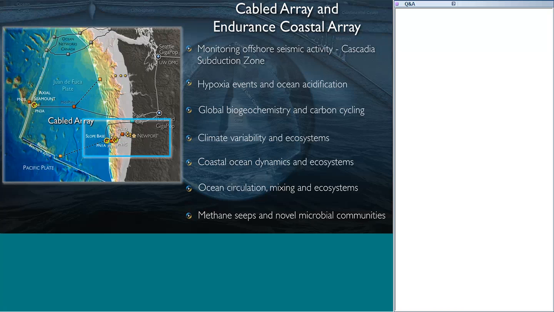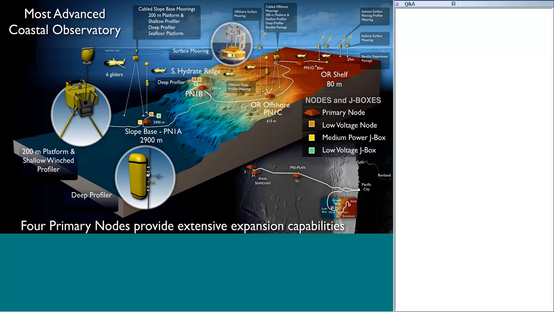And so this highlights the endurance array, cabled array and endurance array, which goes from the slope-based site, which is 2,900 meters water depth, and then up to 80 meters water depth off of Newport, Oregon. And you can see the kinds of science questions that were based, the way that we set up the infrastructure, and it shows both the infrastructure as well as the instrumentation at the site. It's, I think, a really impressive array out there right now.